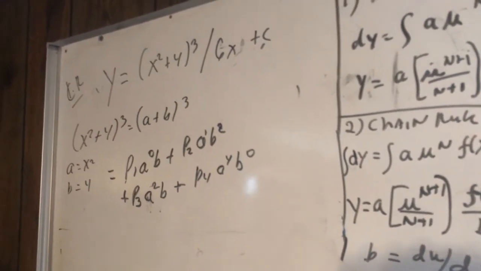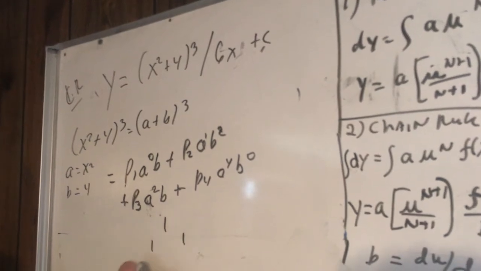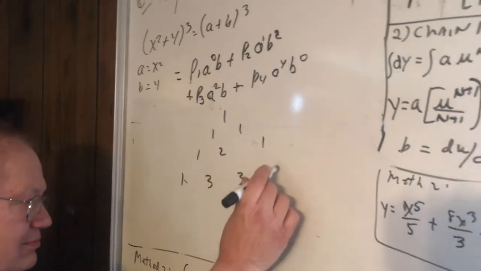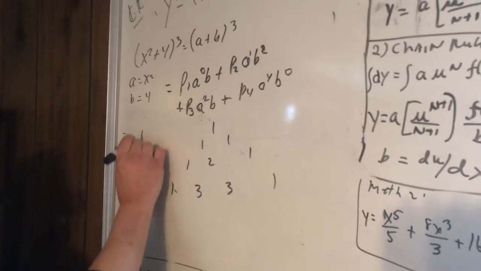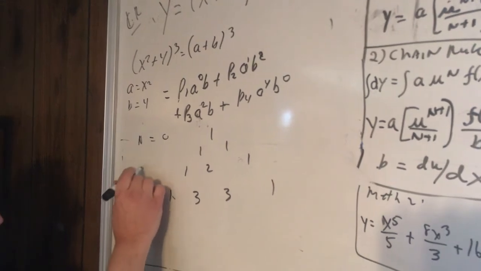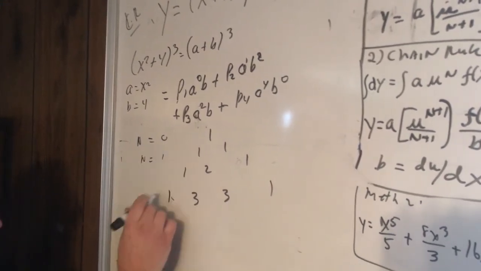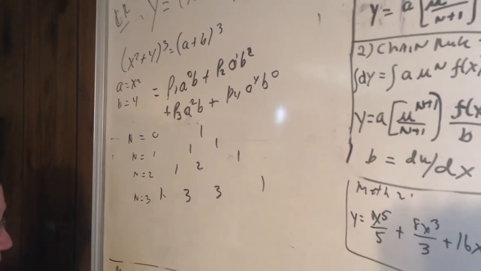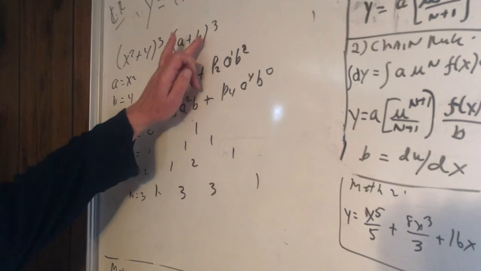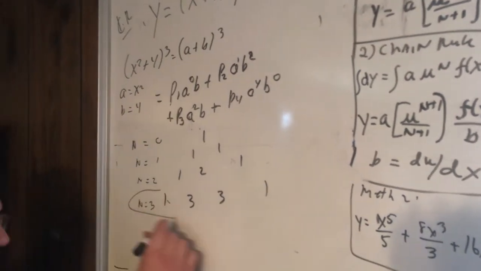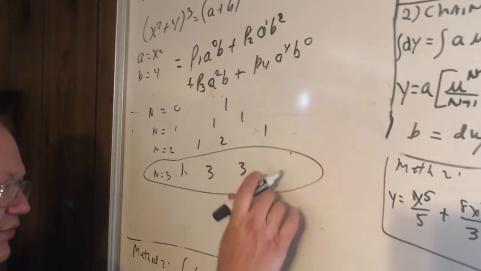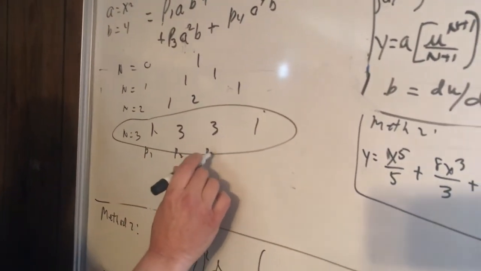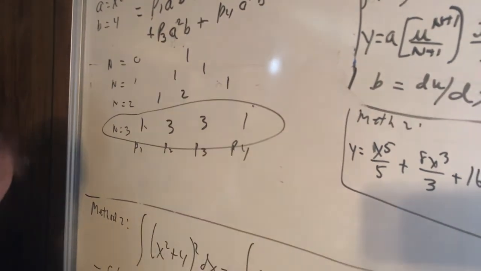So what's P1, P2? Well, something called Pascal's triangle. This is the n factor. This is when n equals 0. That's the power. This is n equals 1. N equals 2. This is n equals 3. Now what's our n here? Our n equals 3. So I'm going to use this, which says 1, 3, 3, 1. And this is P1, P2, P3, and P4.